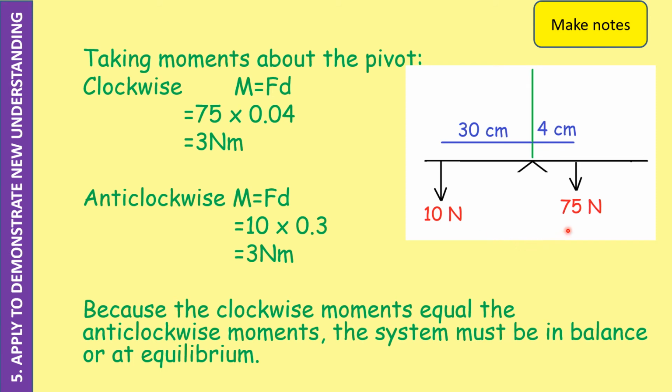Anti-clockwise, travelling this way, you have a force of 10 newtons at a distance of 0.3 meters. And if you calculate that, that gives you again 3 newton meters. This means if the clockwise and anti-clockwise moments are the same, the system is in equilibrium, it is at balance.